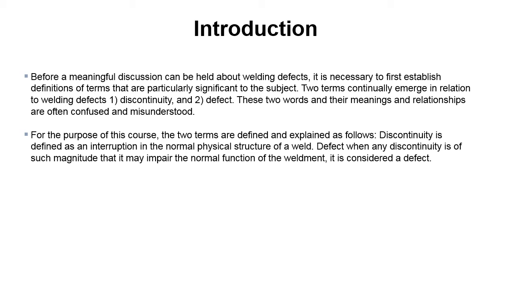A discontinuity is an interruption in the normal physical structure of a weld. It's an interruption. It's an anomaly. It's not the same as everything else. Doesn't automatically flag it as a defect, but it could be. But all defects are an interruption in the normal physical structure of the weld and are discontinuities. Kind of that old thing: all Chevys are cars, but not all cars are Chevys.